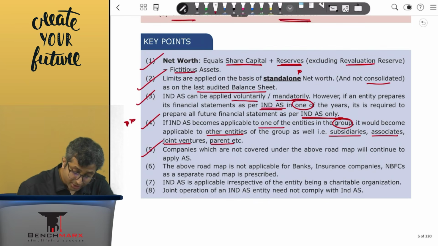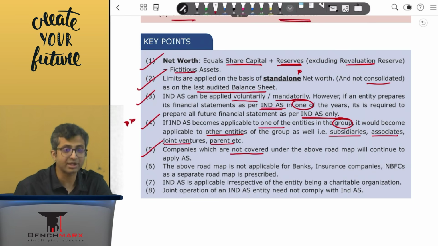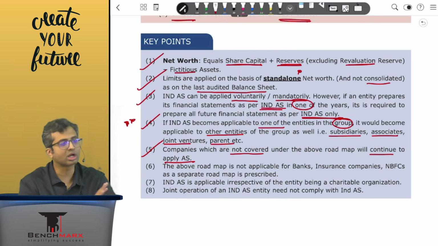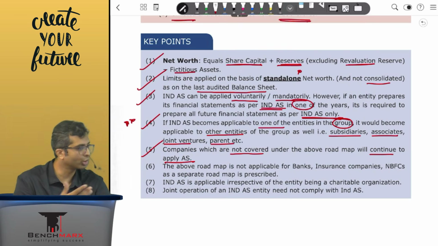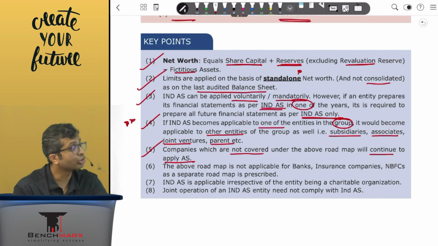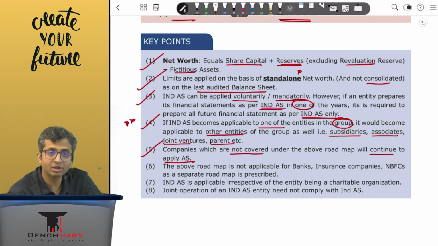Achha, companies which are not covered under the above roadmap, what will they do? AS. Remember, for companies, AS and Ind AS is mandatory. Your final CA is entirely company accounting. Even CA Inter is largely company accounting, but can there also be partnership firms? Can partnership firms have a net worth of more than 250 crore? Like CA firms, for example the Big Four, they can have a net worth of more than 250 crores. Will they be covered under Ind AS? Will they be covered under AS?